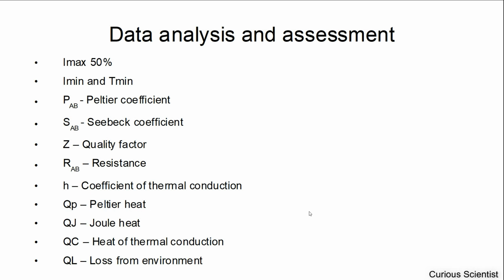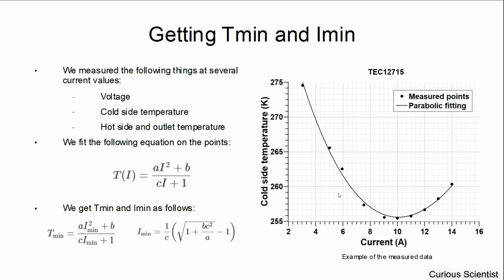First of all, how to measure this Tmin and Imin. What I did was start with the IMAX 50, so 50% of the maximum current stated in the datasheet. This is the 15 ampere unit, so you can see it here. I started here, which is 7.5 amperes, and after that I increased the current and saw how the temperature develops on the cold side of the Peltier device.